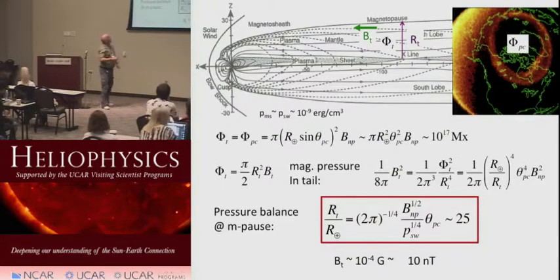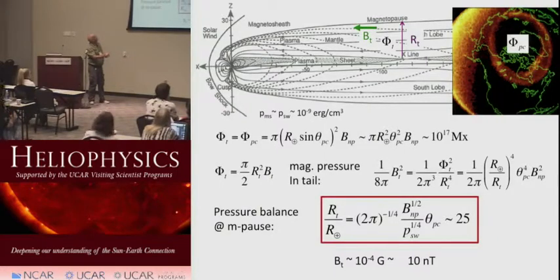You can estimate how much this is if you assume that the amount of flux in the polar cap is the same as the amount of flux in the tail, okay? And you can work out what that is if you know the latitude of the polar cap. So say that that's 75 degrees latitude, so you have a 15-degree angle there. Theta of polar cap is 15 degrees. Then you basically have 10 to the 17 Maxwells.